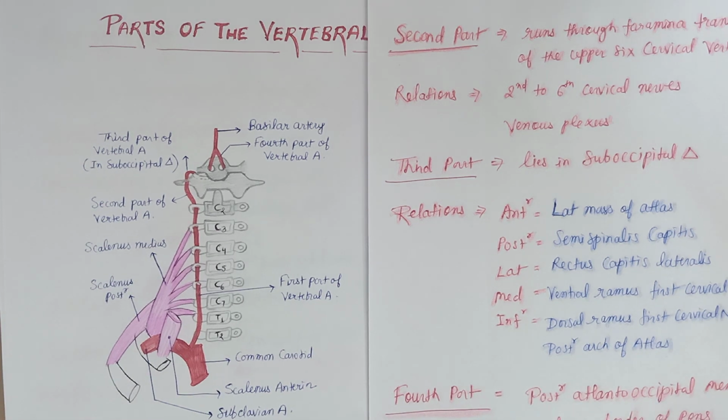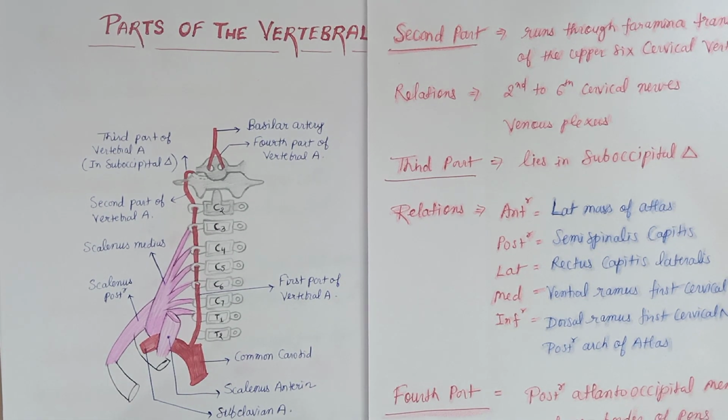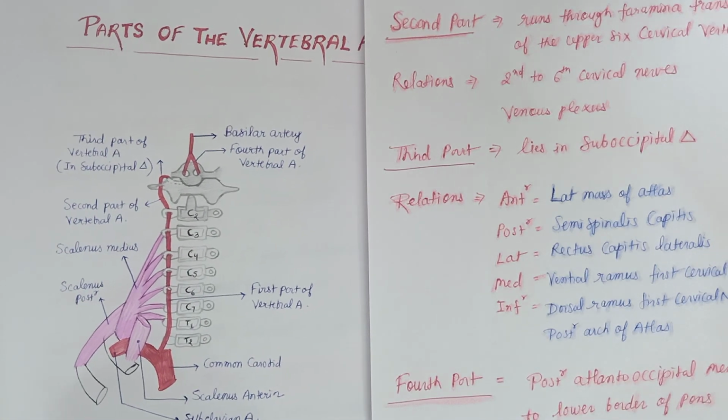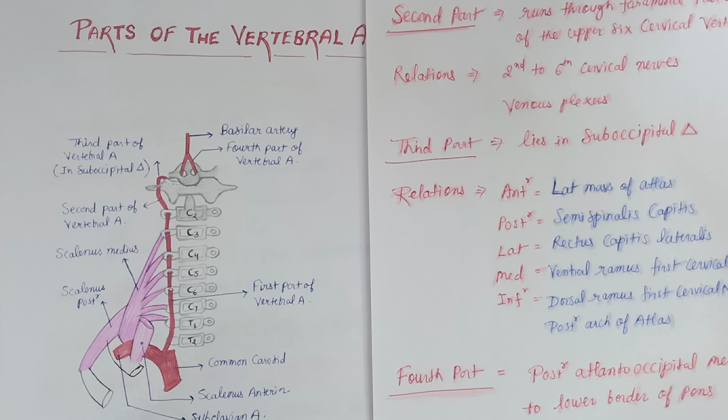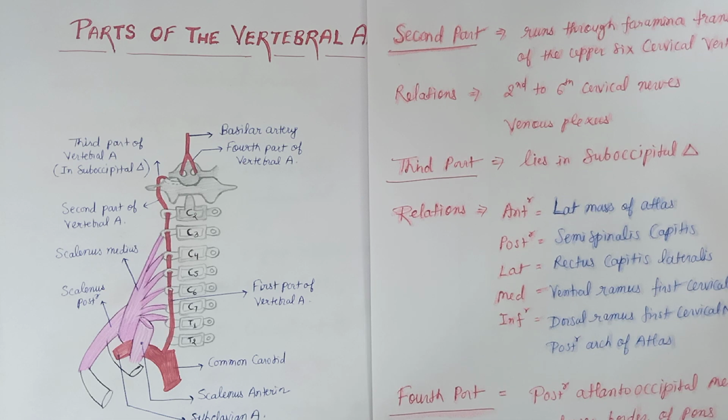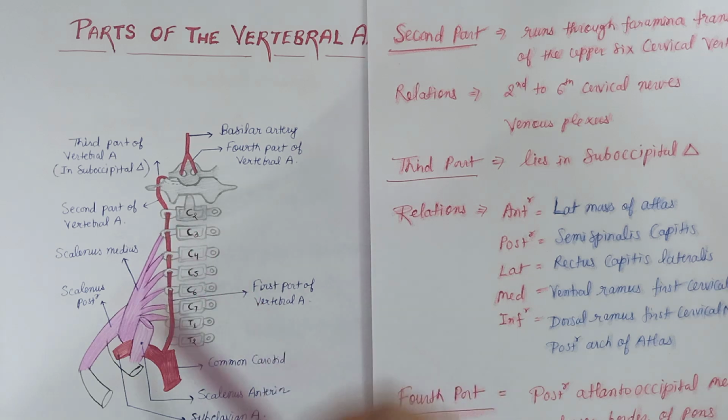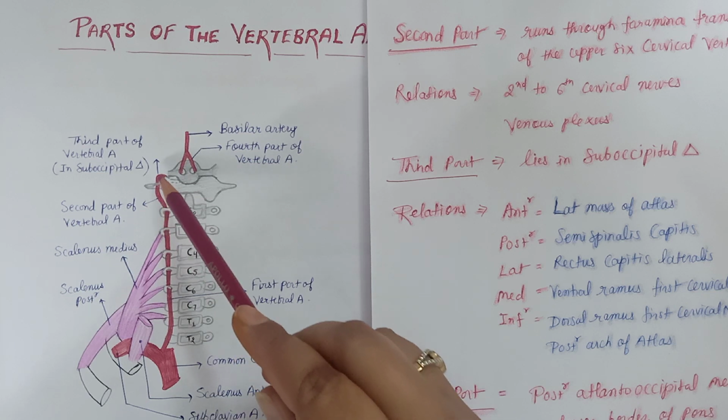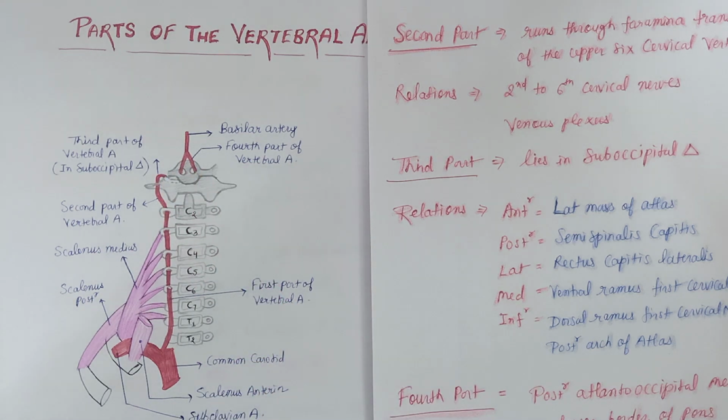Relations of the second part. Ventral rami of the 2nd to 6th cervical nerves lie posterior to the vertebral artery. The artery is accompanied by a venous plexus and a large branch from the stellate ganglion. So in this diagram we can see this one is the vertebral artery. First part of vertebral artery, second part, third part and fourth part of vertebral artery. This one is scalenus anterior, scalenus posterior, scalenus medius.